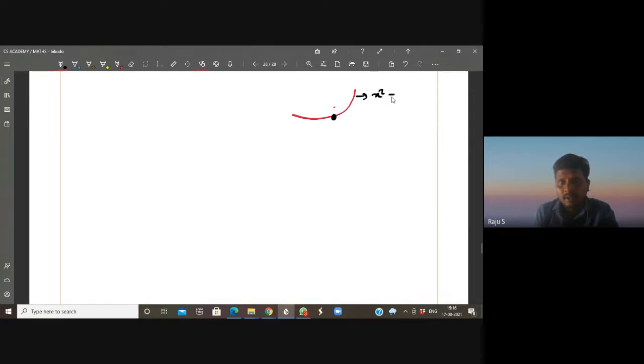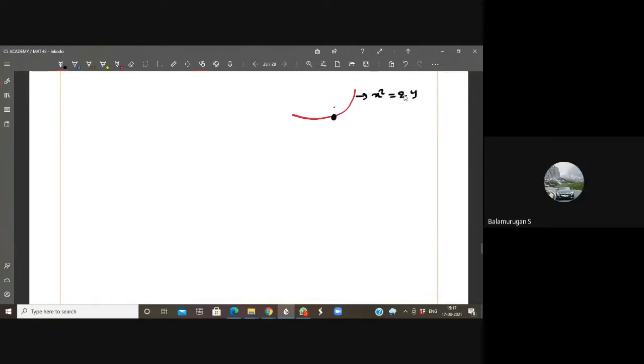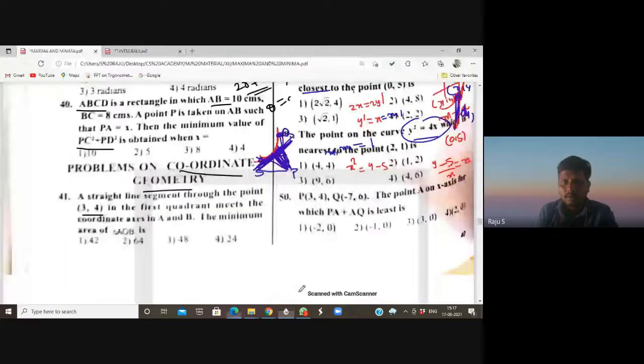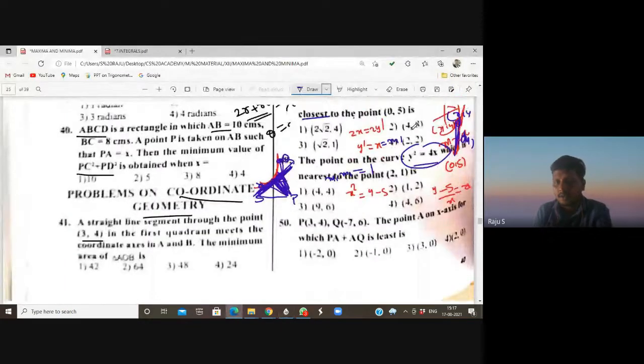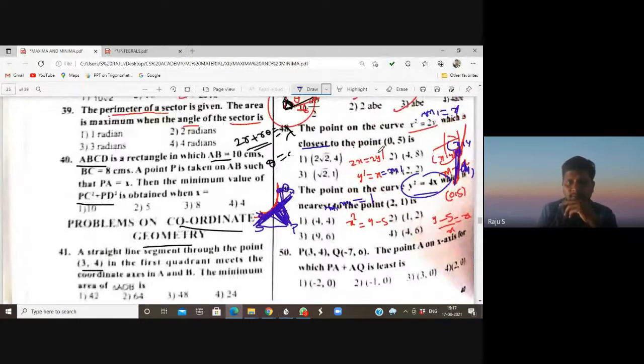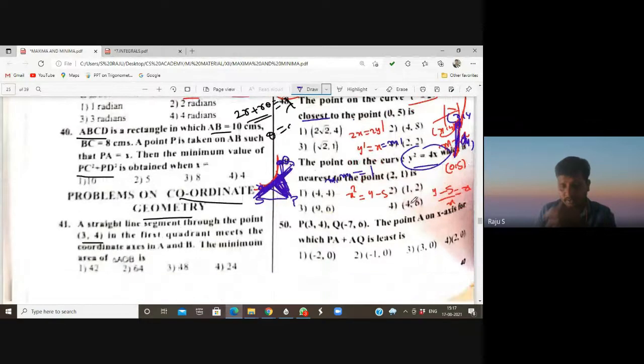Sir, there are 4 options given. Can we use the distance formula? Yeah, you can use it if the given point is on the curve. Okay, you can use the distance formula. That is option verification. Correct.